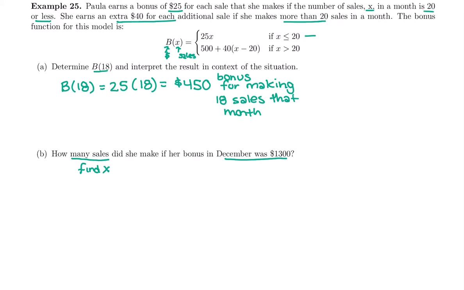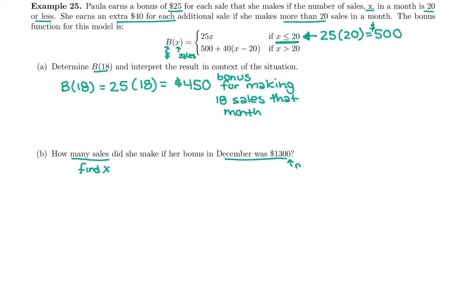Well, let's check this top piece and see what that caps out at money-wise. So we would plug into this top piece as long as X is less than or equal to 20. So what happens if we're exactly equal to 20? The max amount of sales we can plug into the top piece. We're going to do 25 times 20, and her max bonus in that top pay scale is $500.